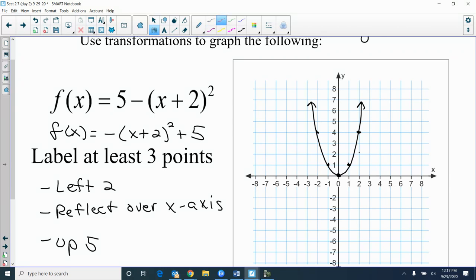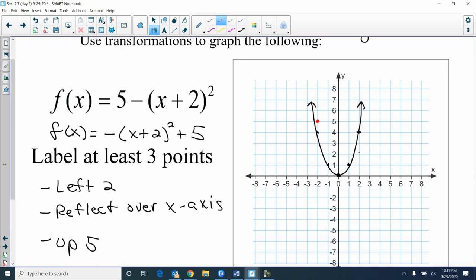So I'm going to take 0, 0 and go left 2, and I'm going to end up erasing these after I do that, but just so you have a visual. Reflect over the x-axis. Well, if it's on the x-axis, I can't reflect over it, so it stays right there. And then I go up 5. So I go over 2, I reflected, which doesn't do anything, and I go up 5. So that gives me negative 2, 5 as a point. Okay, so you can label that or you can put it on the side or whatever.